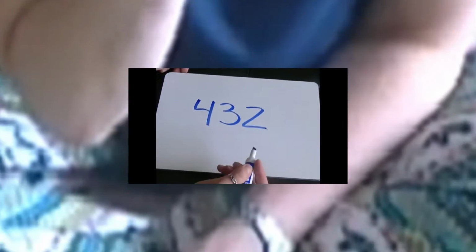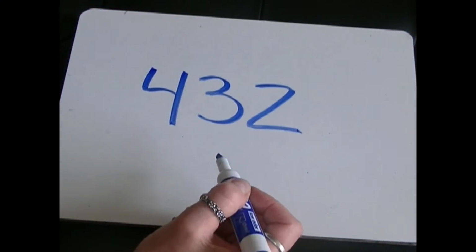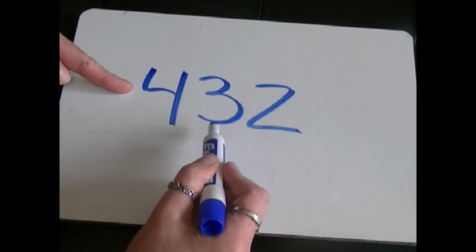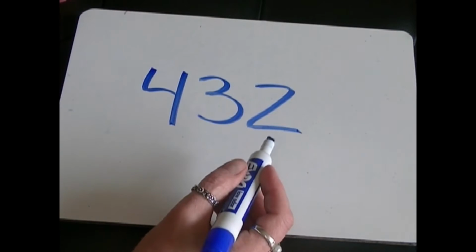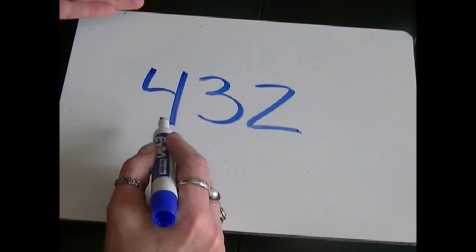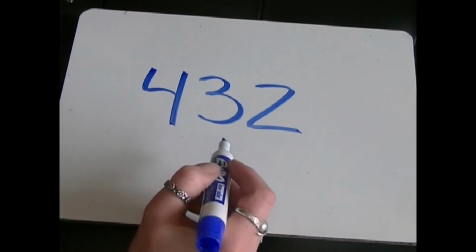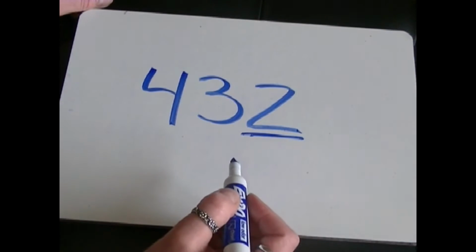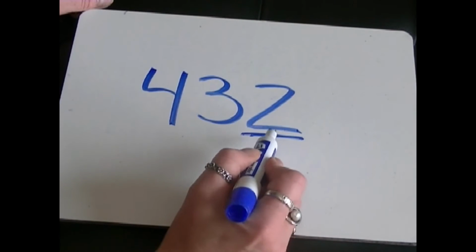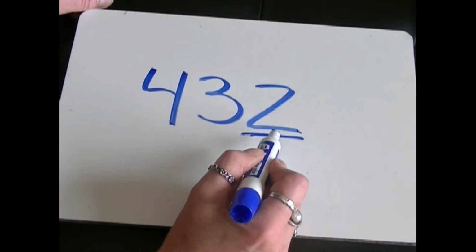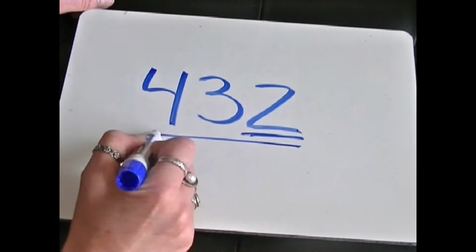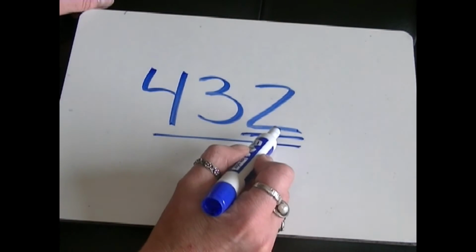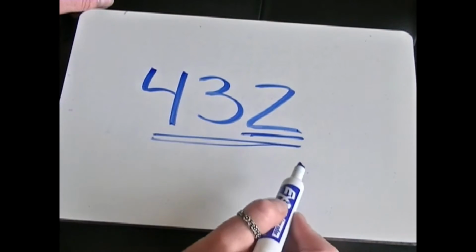Now check this out. The nice thing about odds and evens when you're dealing with big numbers like the number 432 is that if someone asks you if 432 was odd or even, the only thing that you would have to worry about is this last number here in the ones digit. If this last number here in the ones digit is an even number, that means the whole number is even. If this last number is an odd number, that tells you that the whole number is odd.